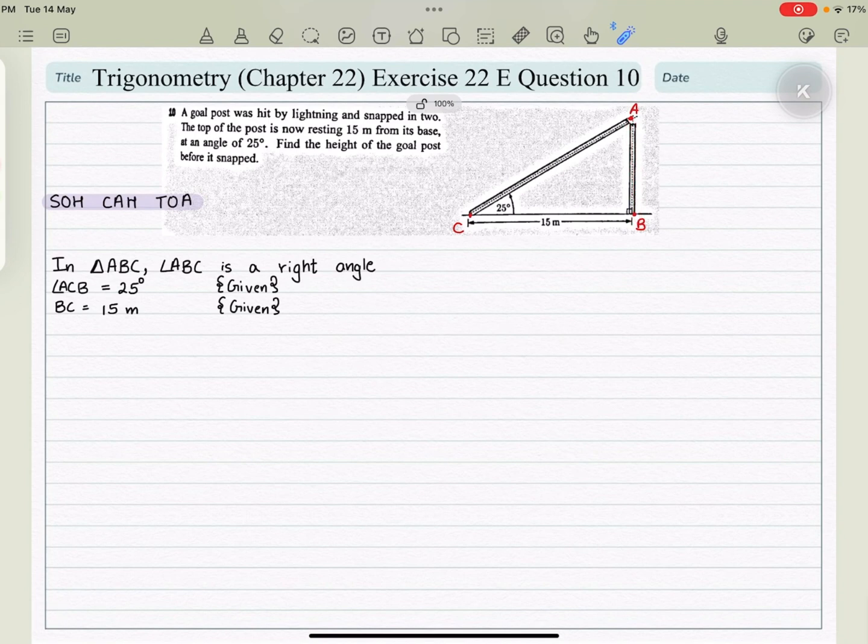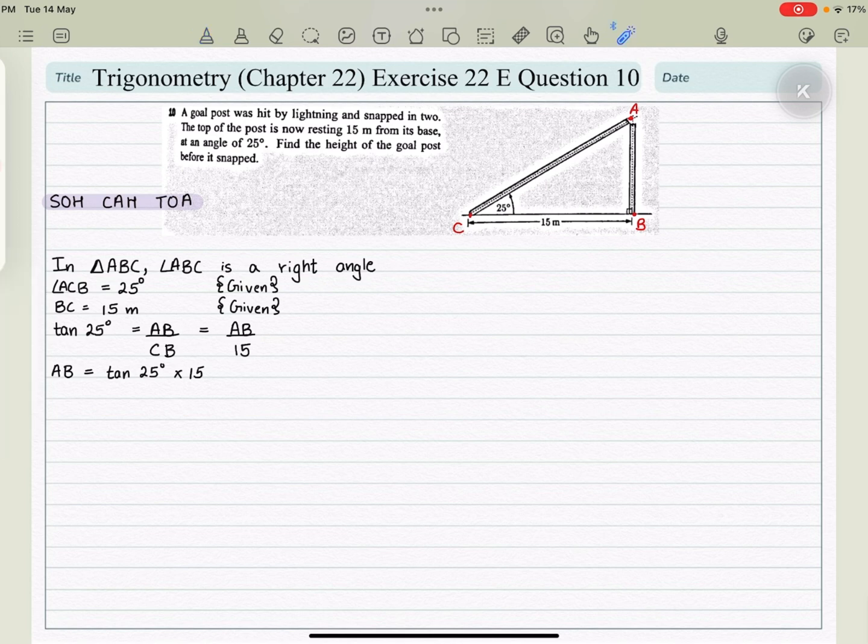So this is adjacent, this is opposite, and this is the angle. So we're going to be using tan because there's opposite and adjacent. So we will say tan 25 degrees is equal to opposite, that is AB, upon adjacent, that is CB. Now we're going to plug in the value of CB, and we're going to say tan 25 degrees is equal to AB upon 15 meters. And then we'll calculate AB, and we'll get AB is equal to tan 25 degrees into 15.